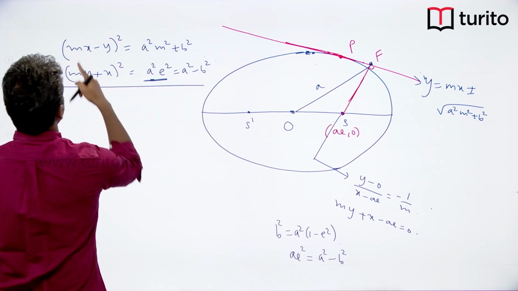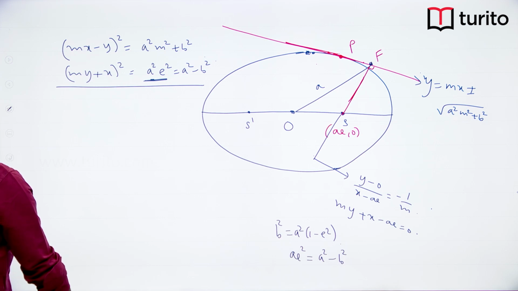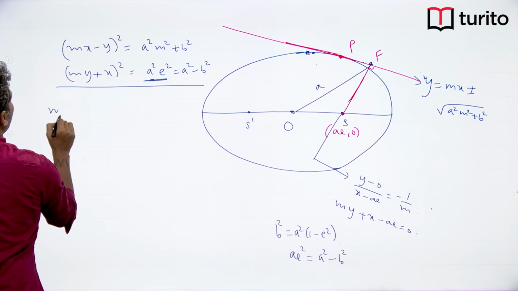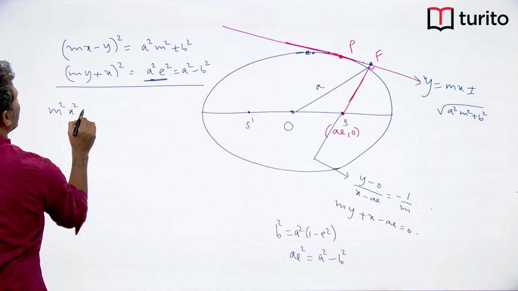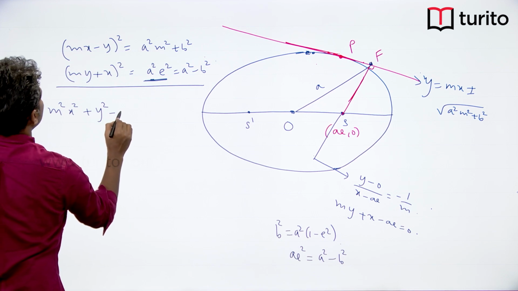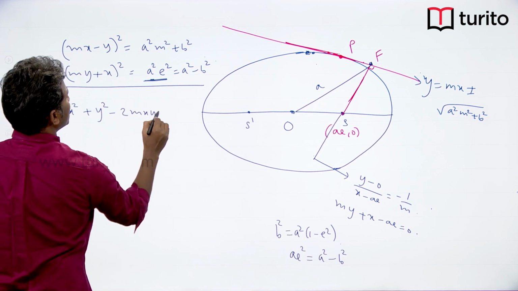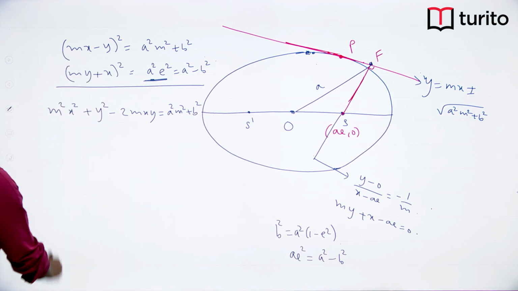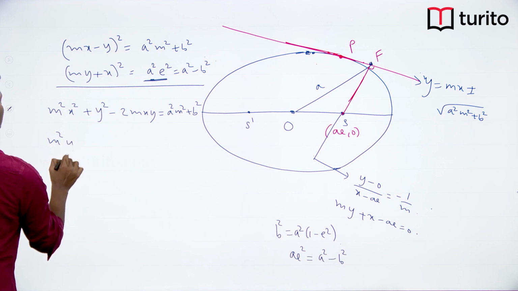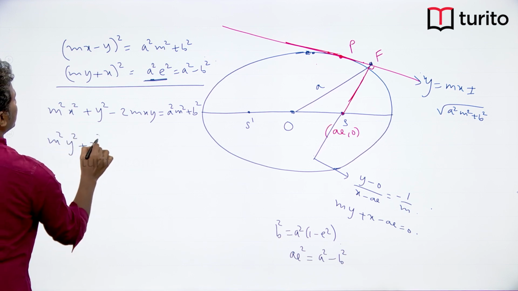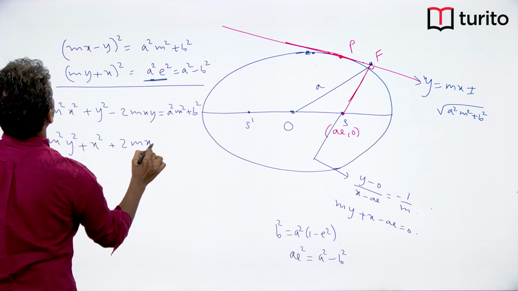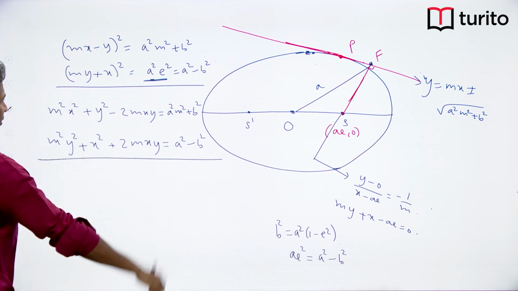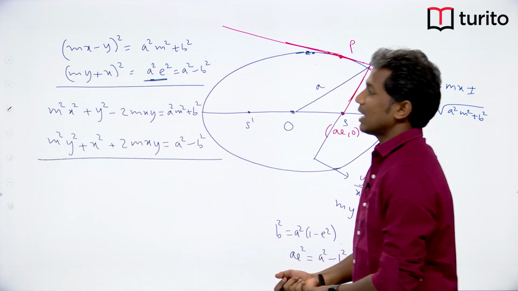What do we get? When we square these two and add, we do not have to square, it is already squared here. So, we will get m square x square plus y square minus 2mxy is equal to a square m square plus b square. This is one term, and the next m square y square plus x square plus 2mxy is equal to a square minus b square. Now, when we add these two, what exactly is happening here?